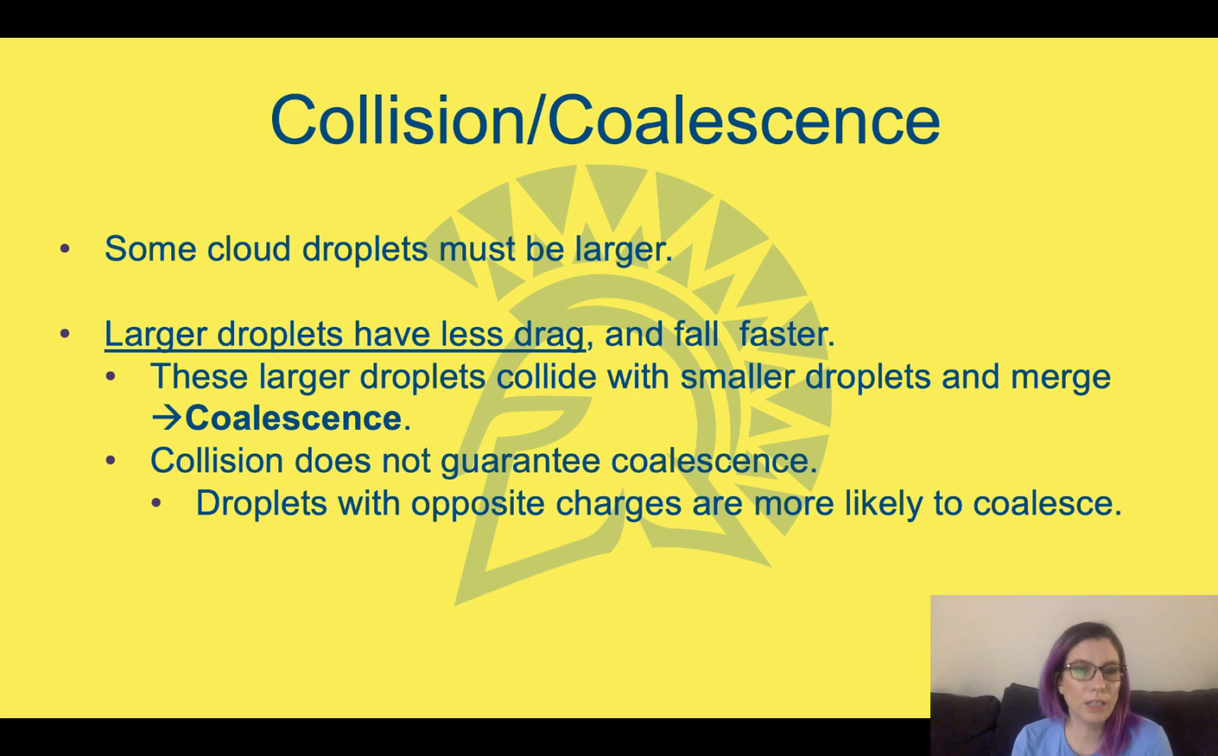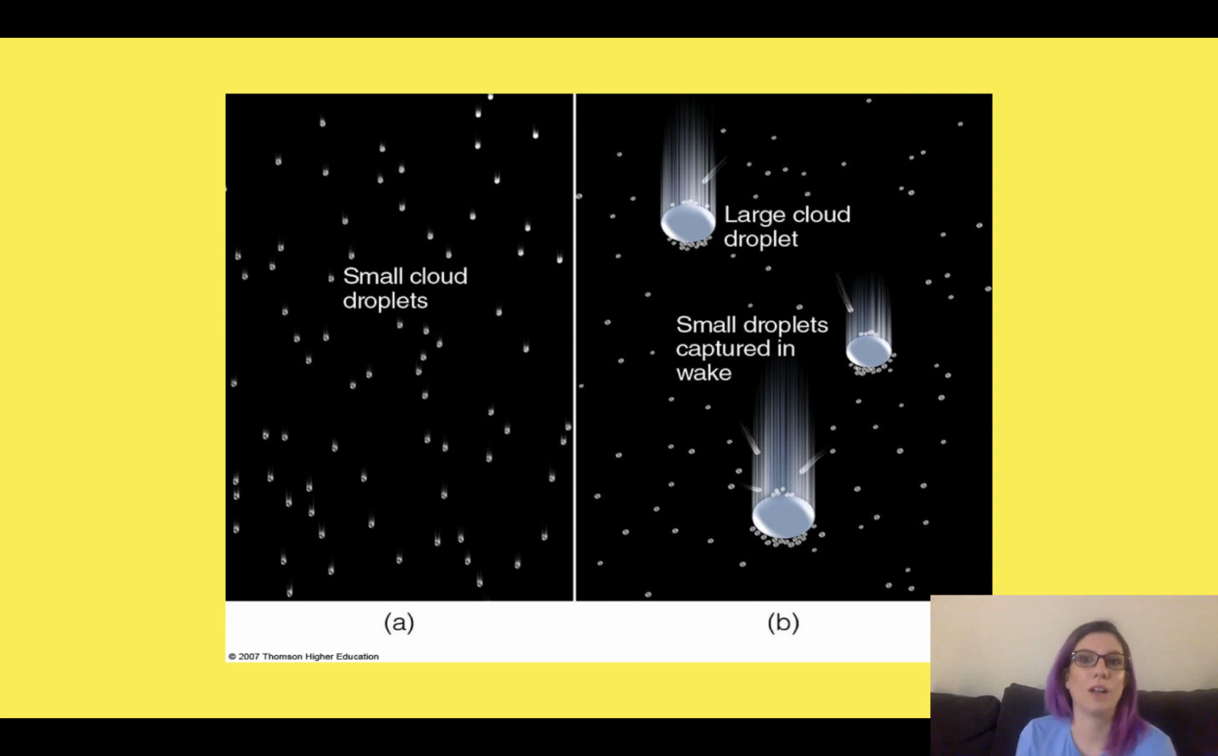Now, remember, collision, when they actually run into each other, does not guarantee coalescence. It's determined by the angle at which they fall, how big they are, and a couple of different factors, and also their charges. Droplets with opposite charges are more likely to coalesce, because they attract, right? Okay, so you can see in this picture, A, we've got these small cloud droplets, and B, we have larger cloud droplets with smaller cloud droplets.